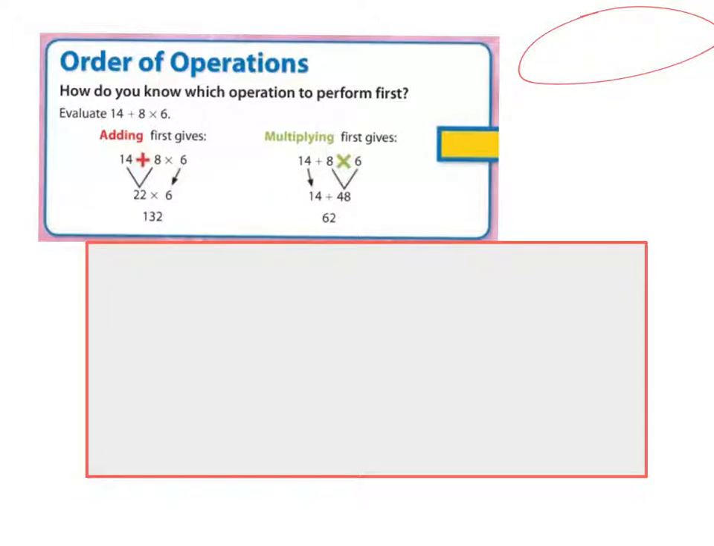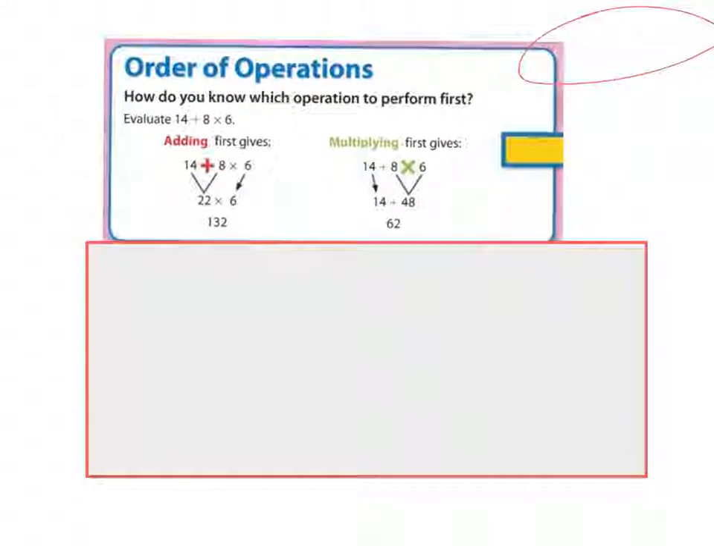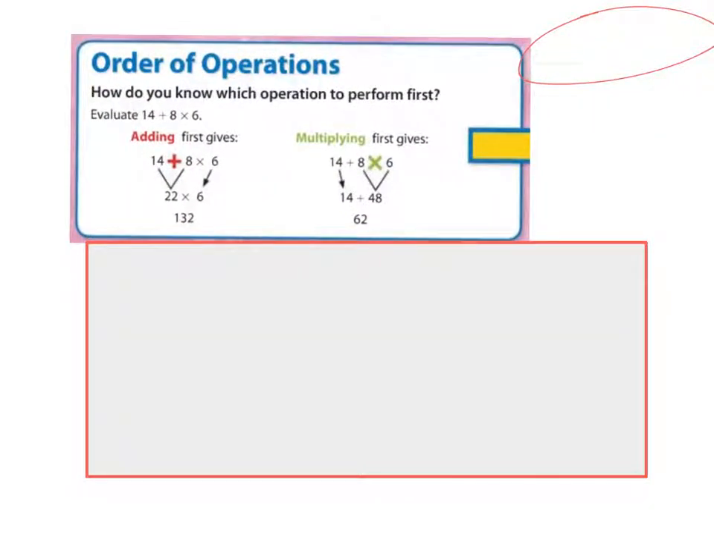So as I look at this example, let's read it. Order of operations. How do I know which operation to perform first? Evaluate 14 plus 8 times 6. So the whole reason why we're about to do this is to show you that order of operations does matter. First, we're going to add first, and then we're going to see if we multiply first. We're going to see if we get two different answers.